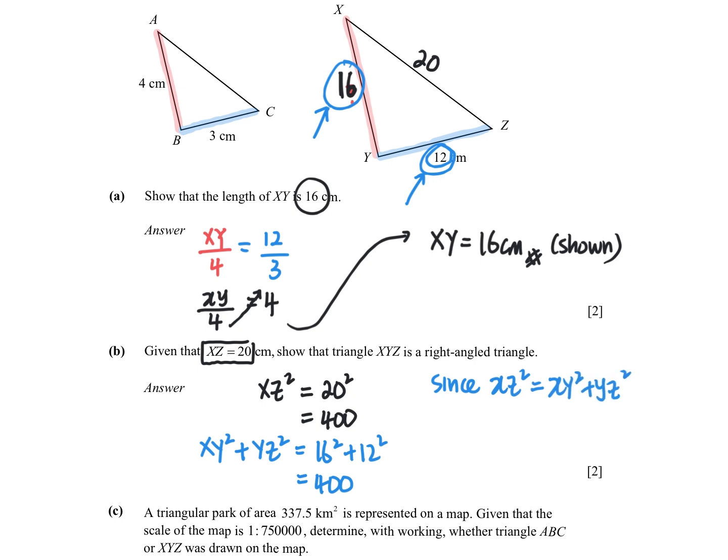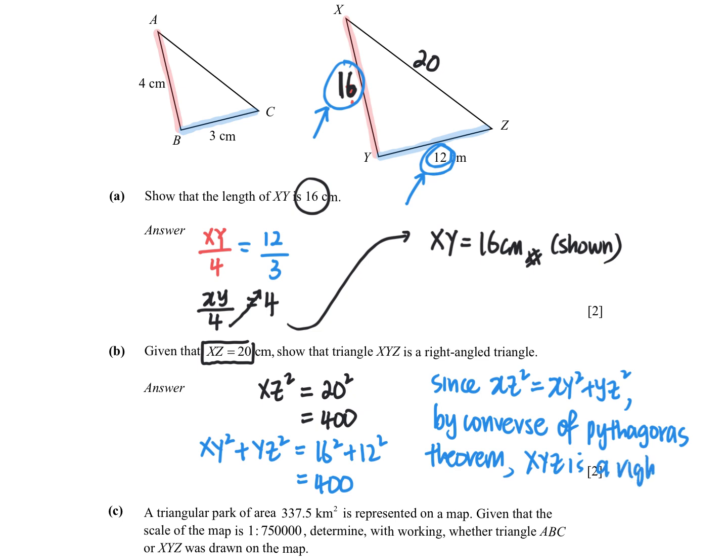since I've proven that these two are equal, by converse, you know the brand Converse? By converse of Pythagoras theorem. Mathematically converse means opposite, the opposite of Pythagoras theorem. Then we conclude that XYZ is a right angle triangle.